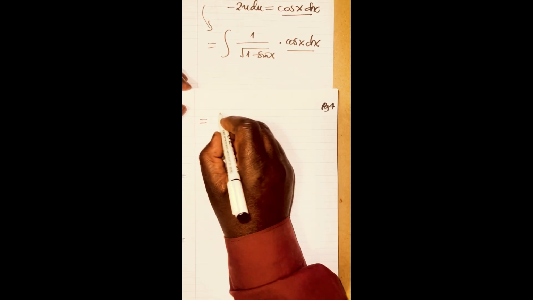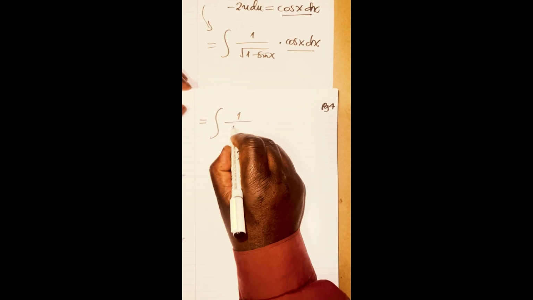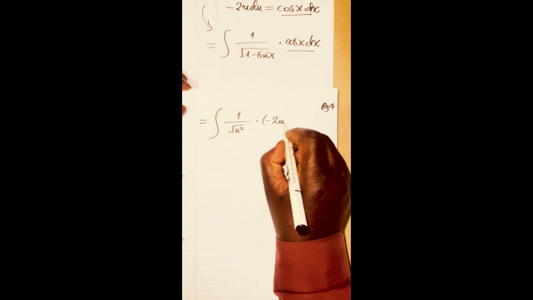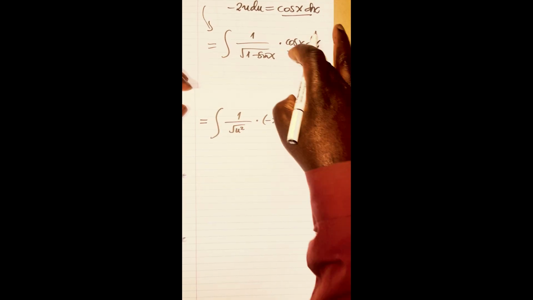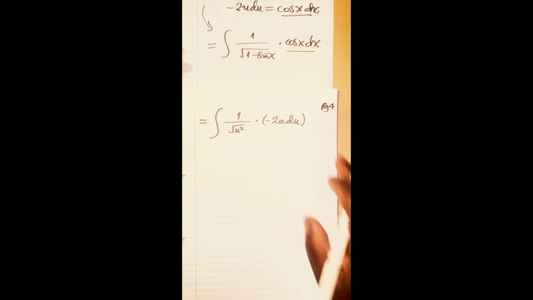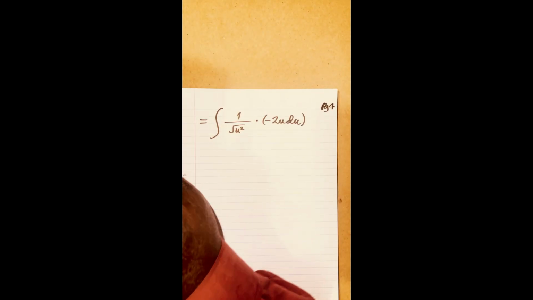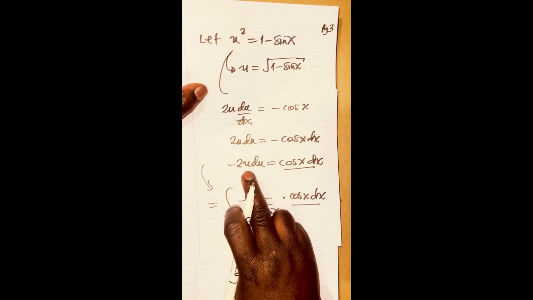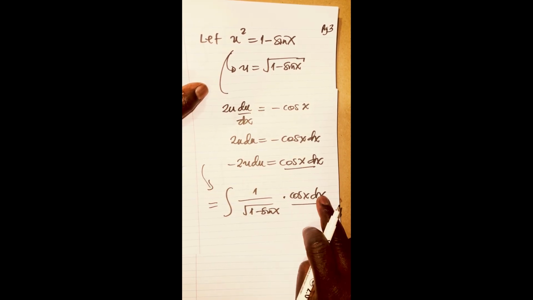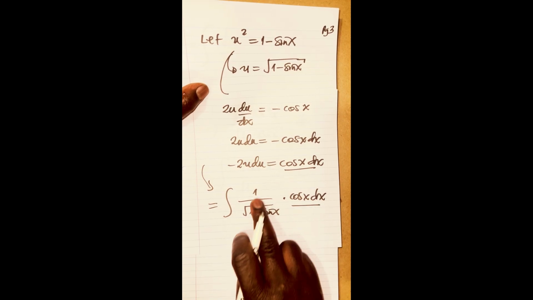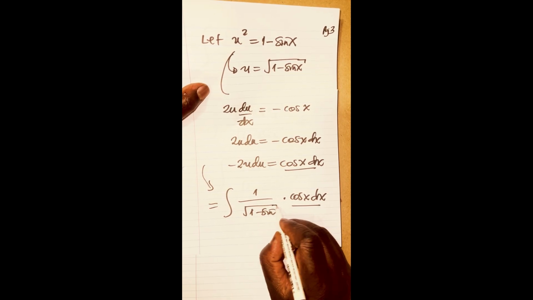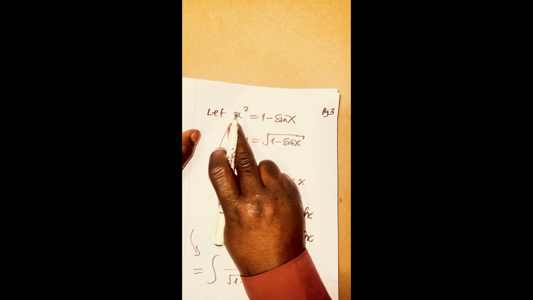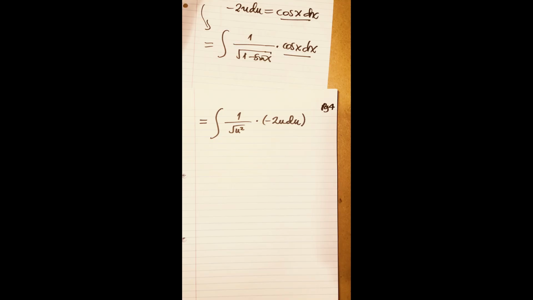That integral is equal to the integral of 1 all over square root of u squared times minus 2u du. Remember, this equals minus 2u, as you can see there. Let me show you what I'm talking about. Here is minus 2u du, so that should take the place of this one here. And then I'll have 1 over square root of u squared, because 1 minus sine x is equal to u squared, as you can see here. 1 minus sine x equals u squared.